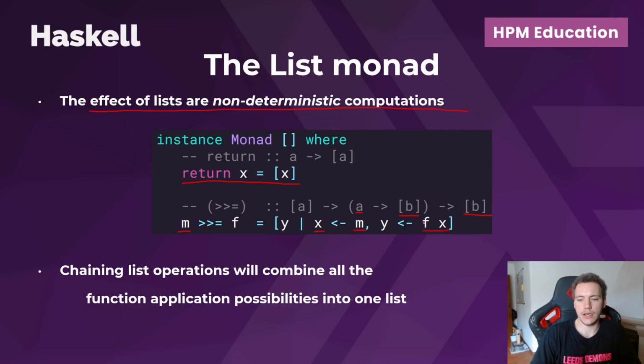So the application of f to x is another list, right? Because f is a function that accepts one argument, a, one x, and returns a list of b's, right? So when we apply this f to x, we get another list. So we have to extract all the elements from that list, and we call those elements y, and those are all the possible results that we can get from binding m to f. So to summarize, chaining list operations will combine all the function application possibilities into one list.